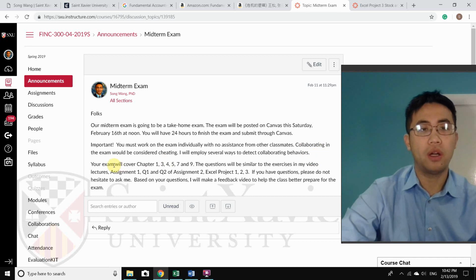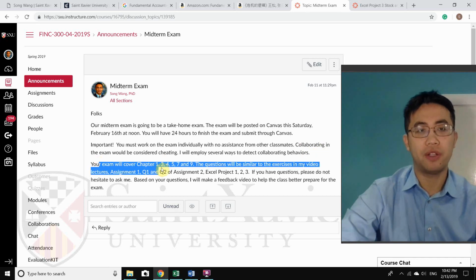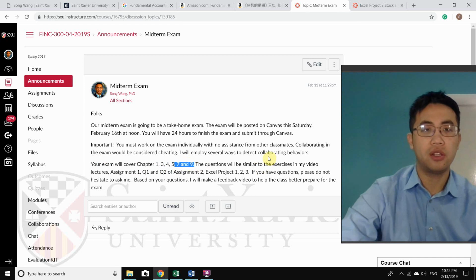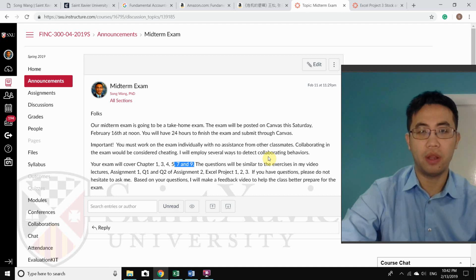For the topics, your exam will cover chapters 1, 3, 4, 5, 7, and 9. These chapters were already covered in the modules. The most important thing you should study is the PowerPoint files. There are also some questions and exercises in the PowerPoint files, and also some documents of exercises in chapter 5. You need to go over them one more time.